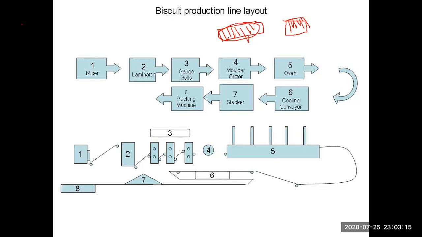So that is the combination: first the mixer, then after that the laminator. Then the gauge rolls actually vary. In some industries the gauge rolls can be one, some can be two, some can be three. Then your molder will be set up, then your oven. In the case of biscuits and cookies, we mostly use a tunnel oven. After that is your cooling conveyor belt. From that, it will go to the stacker machines. Then it will be packed. Then it will go to your retailer or your storage sector.